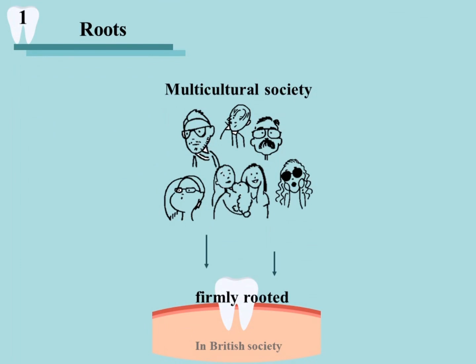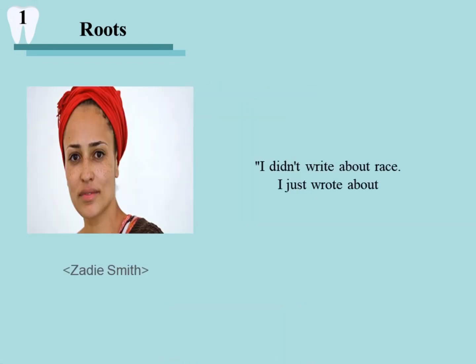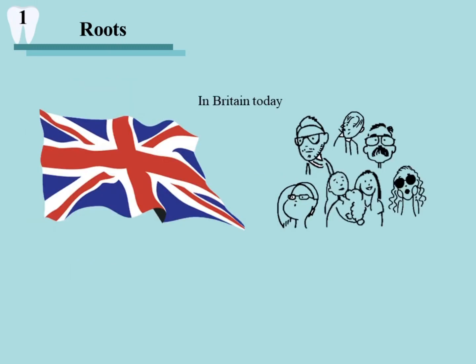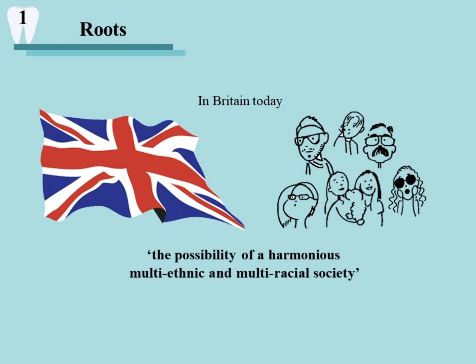There are many metaphors of white teeth like this one, and they mean that multicultural society has already firmly rooted in British society, like the teeth. J.D. Smith said, I didn't write about race. I just wrote about this country where I live now. Whiteness is not about British people with different skin colors, but about various humans living in Britain today. So, the author would like to talk about the possibility of a harmonious multi-ethnic and multi-racial society, seeking to combine the multicultural identity and the British identity that had been in an exclusive relationship.